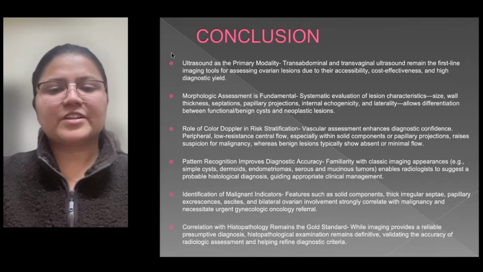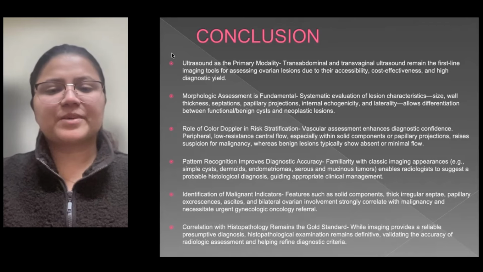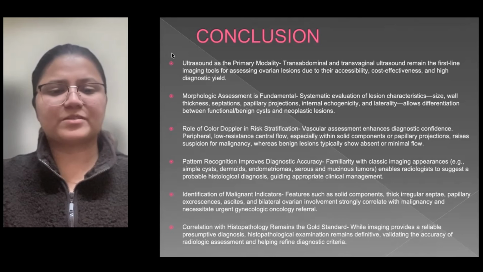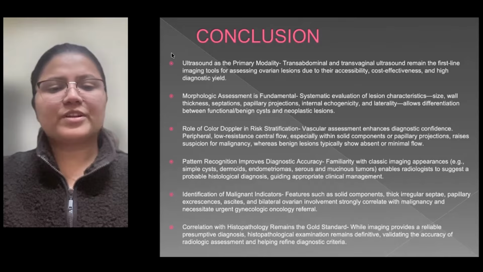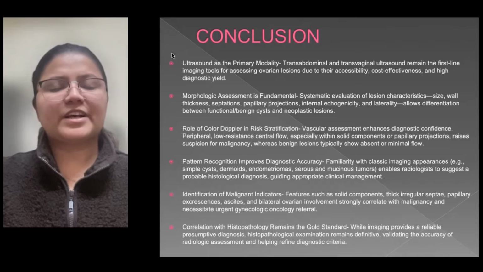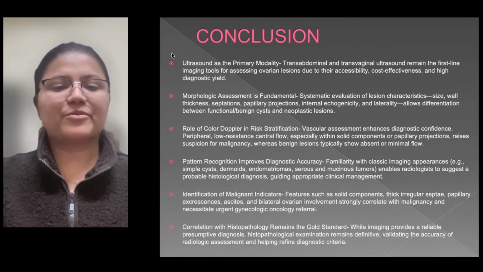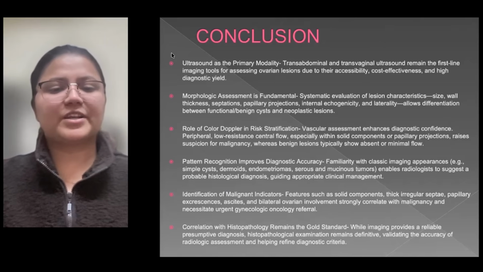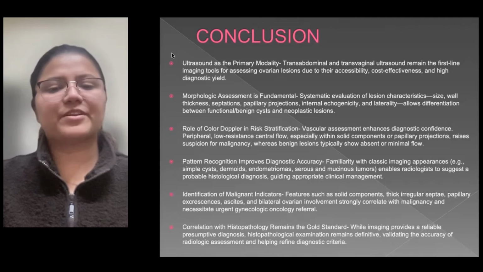Identification of malignant indicators like solid components, thick irregular septae, ascites, and bilateral ovarian involvement points towards a malignant ovarian neoplasm. And always correlate with histopathological findings as it remains the gold standard. While imaging provides a reliable presumptive diagnosis, histopathology remains definitive, validating the accuracy of radiological assessment and helping refine the diagnostic criteria.